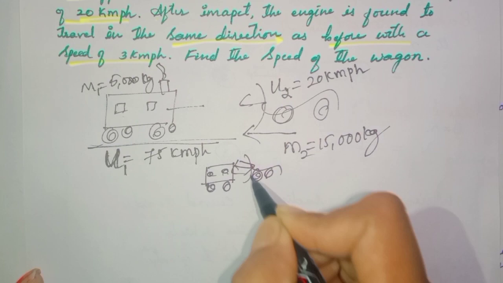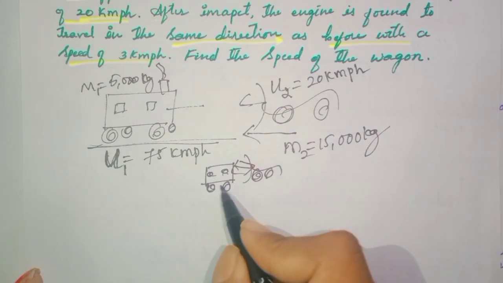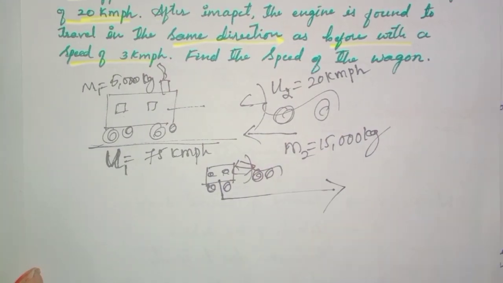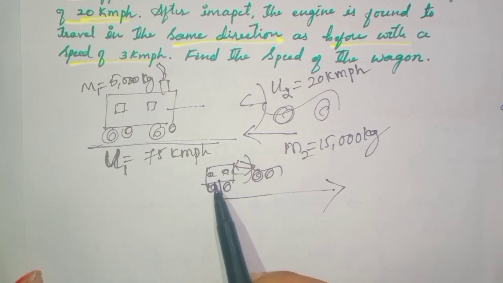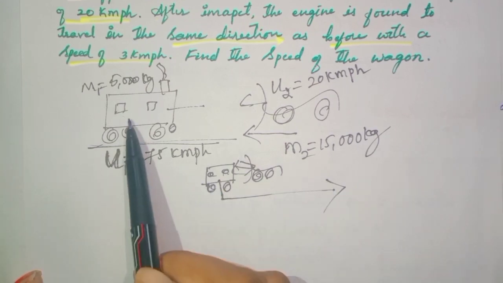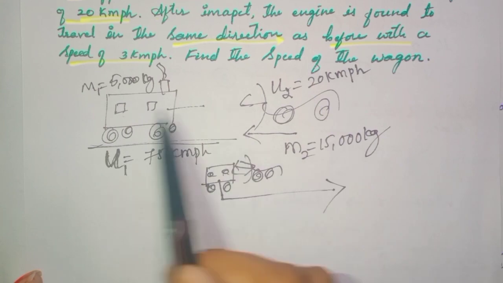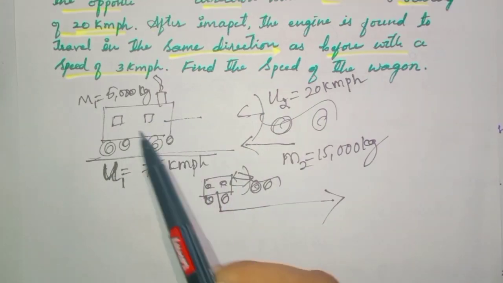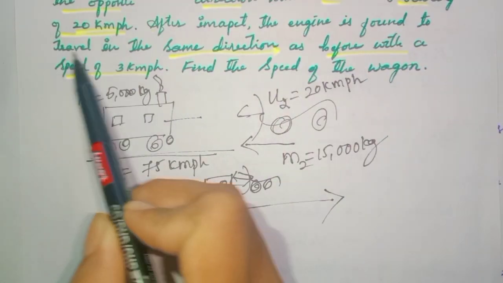When they collide, this railway engine travels in the same direction only as it was traveling before. So after the impact, the engine is found to travel in the same direction.